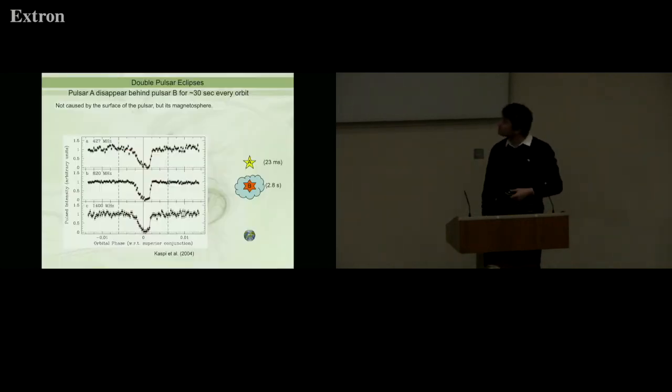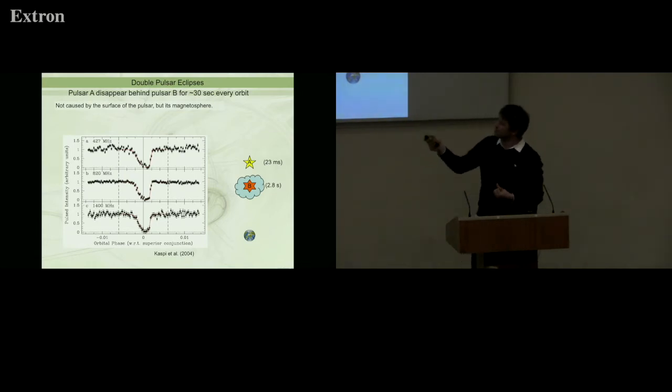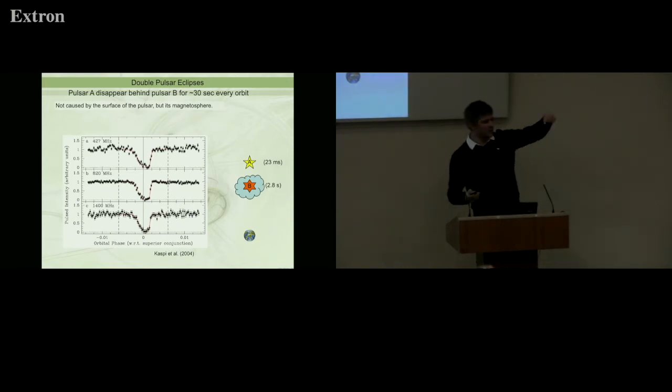So that's what some of the data look like at different frequencies that were observed in radio light. And so the normal luminosity basically would be around unity, and then eventually it drops and then comes back. And the pulsar A disappeared behind pulsar B for about 20 to 30 seconds each orbit.